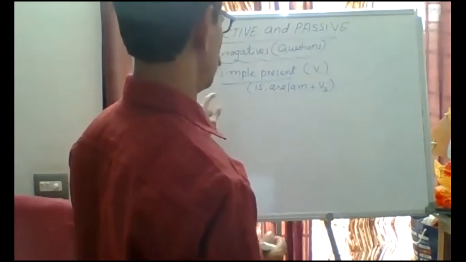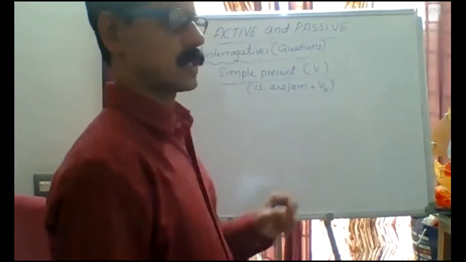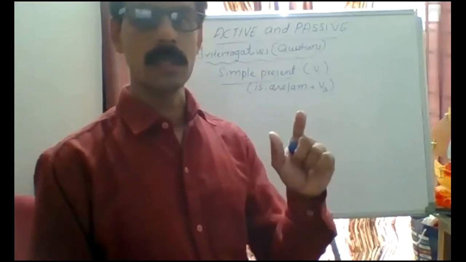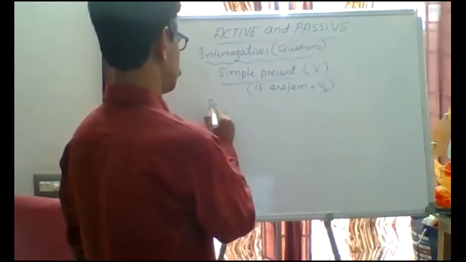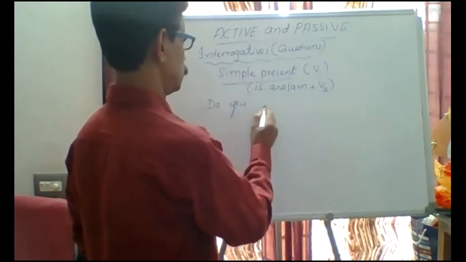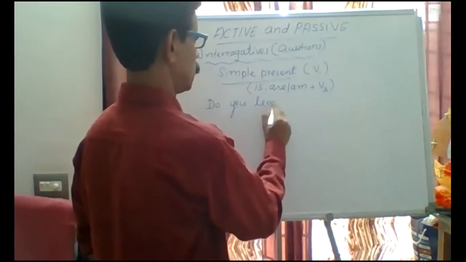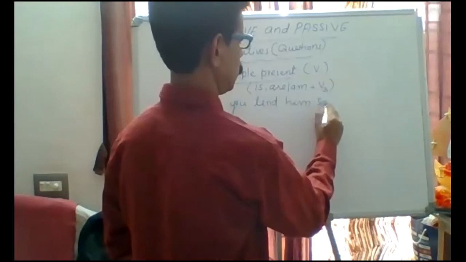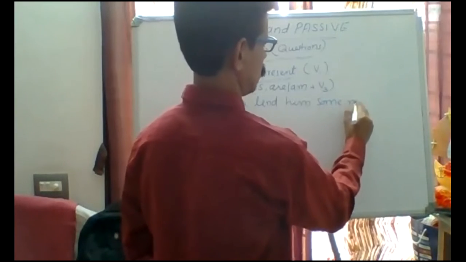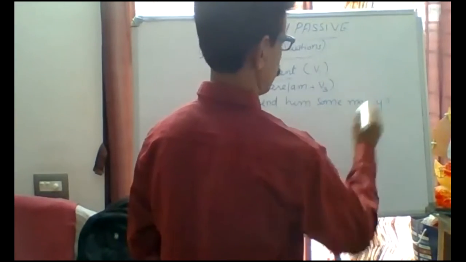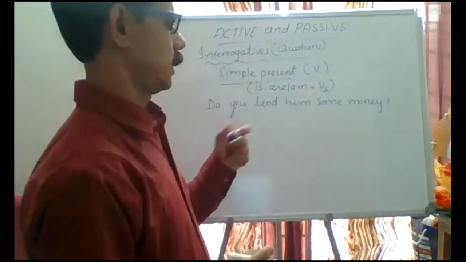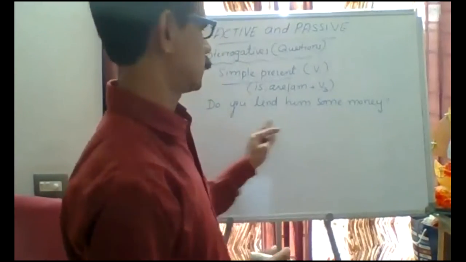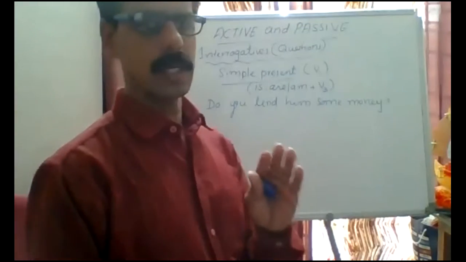Let me give you a question here. A question in simple present usually starts with do or does. So, do you lend him some money? Do you lend me some money? You can ask, do you lend him some money? This is the question. It's a yes or no question.